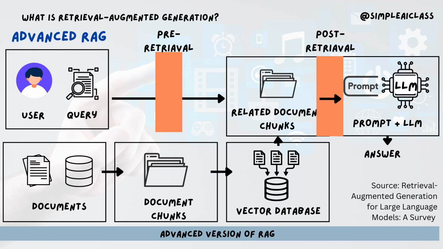Advanced versions of RAG would include pre-retrieval and post-retrieval methods, before and after searching similar chunks.